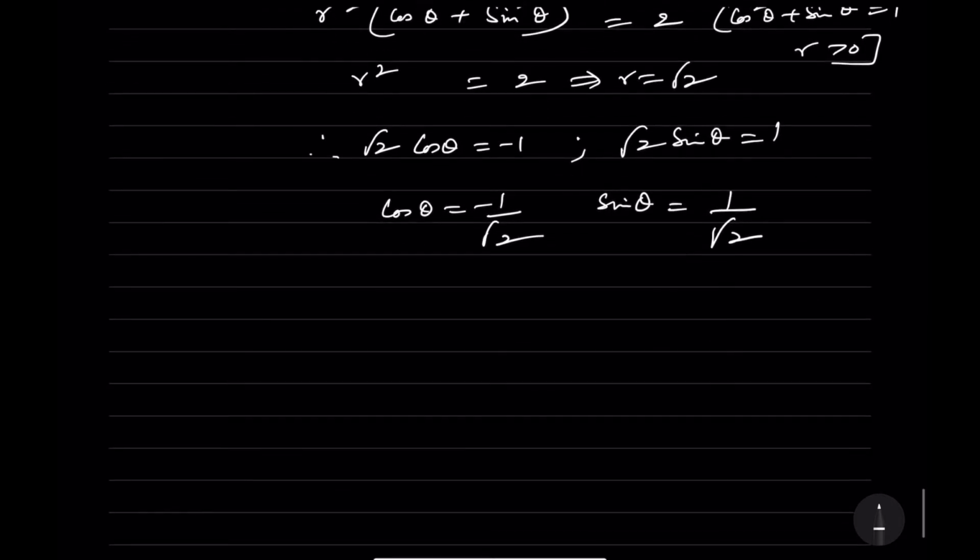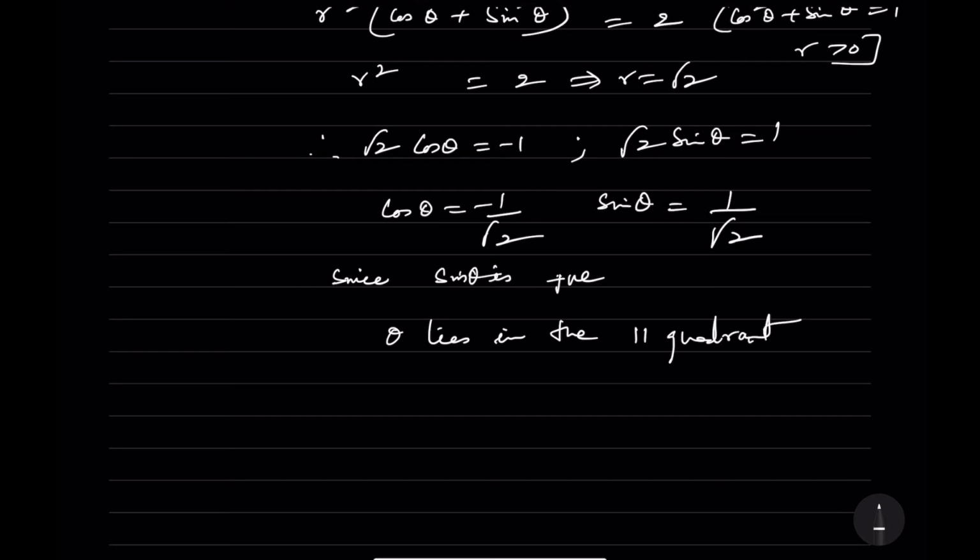So now here again, since sin is positive, theta lies in the second quadrant, as we saw above. Therefore theta is equal to pi minus pi by 4, which is equal to 3 pi by 4.